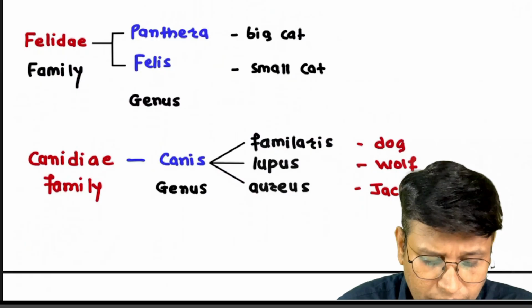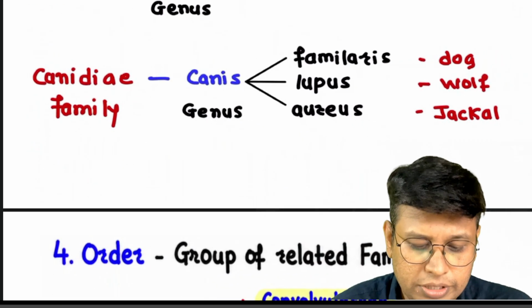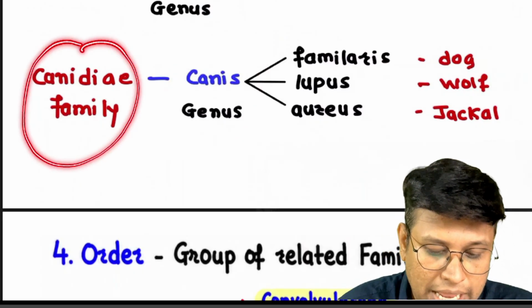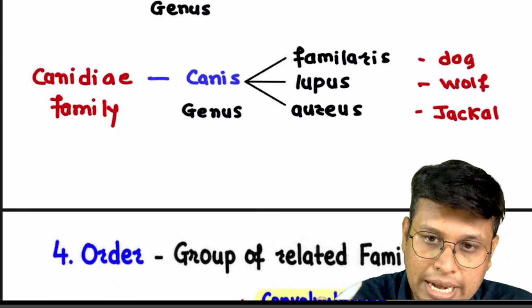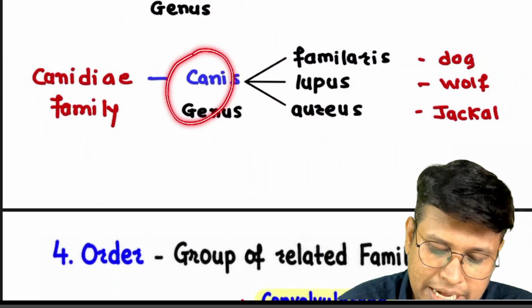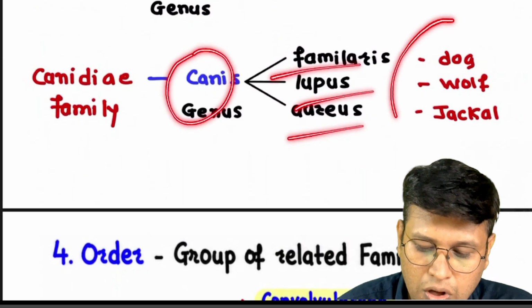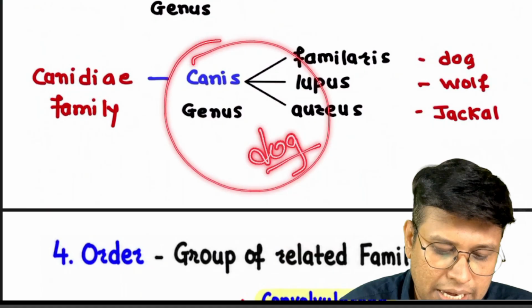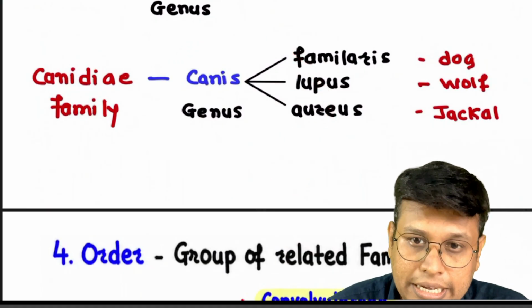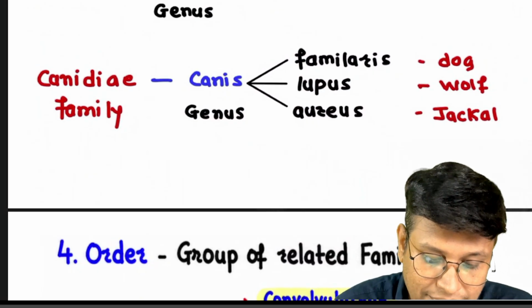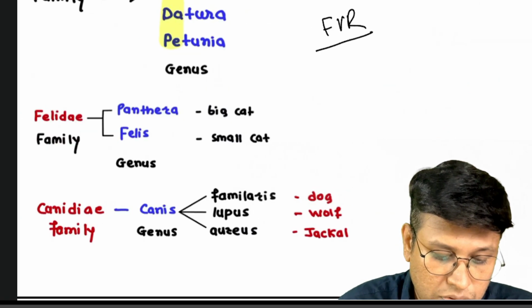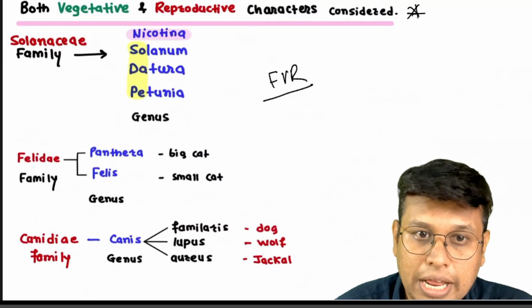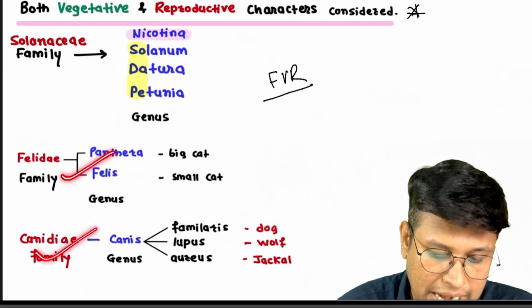Next, we have gone through the Canidae family. The Canidae family contains genus Canis. So, Canidae family, Felidae family, Solanaceae family. Again, Canis familiaris, Canis lupus, Canis aureus: dog, wolf, jackal. So Canis is dog and here cat. All these are families: Solanaceae, Felidae, and Canidae.